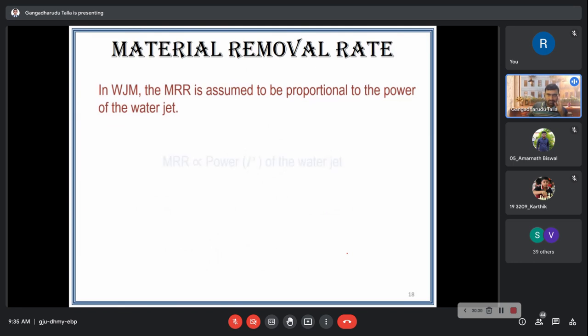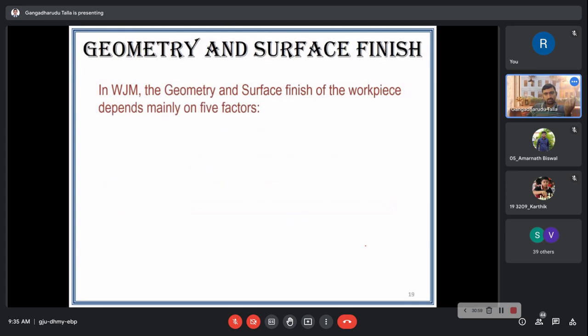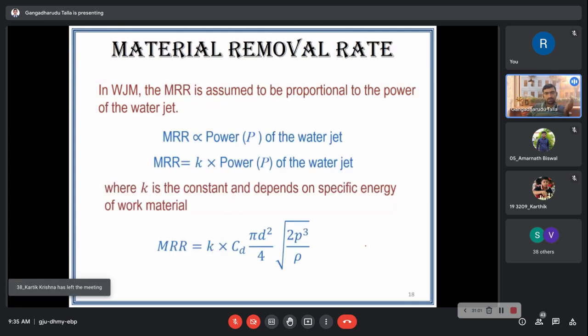So in water jet machining, MRR is proportional to power. So this is obvious. Okay, through the experimental evidence, you can find that MRR is proportional to the power that is being used. So you can equate MRR is equal to K times power. Okay, so MRR can be expressed as this: K times Cd pi d square by 4 square root of 2p cube by rho.